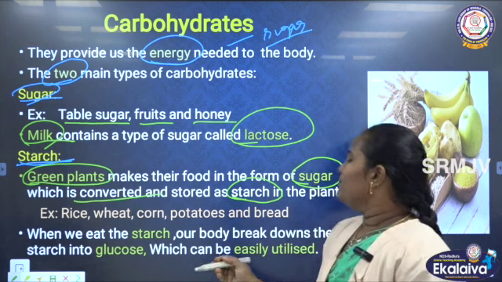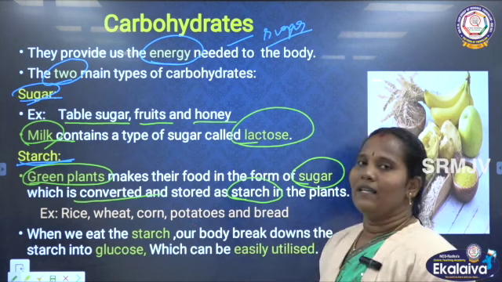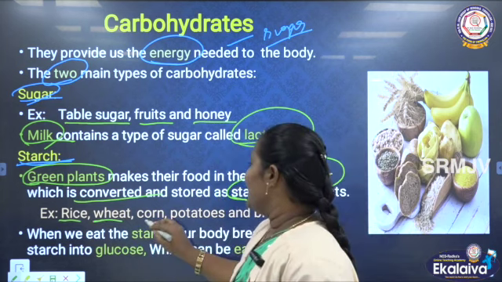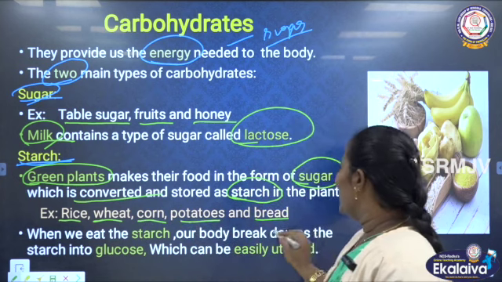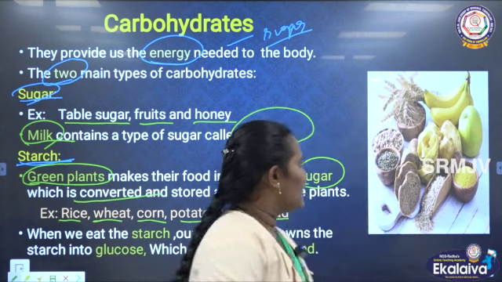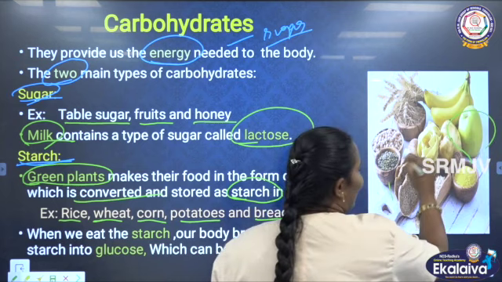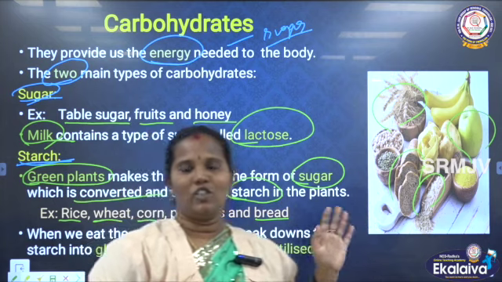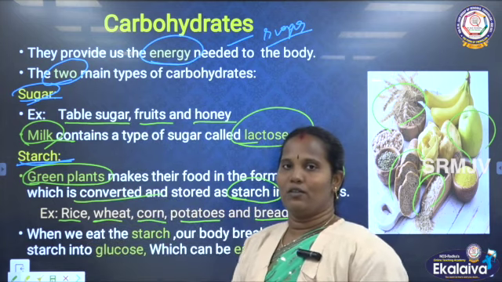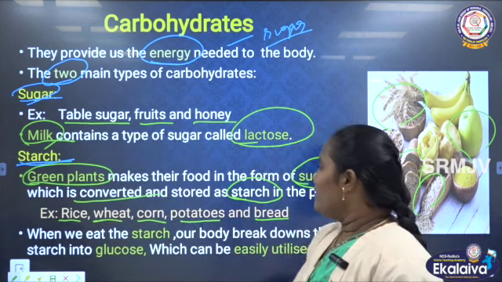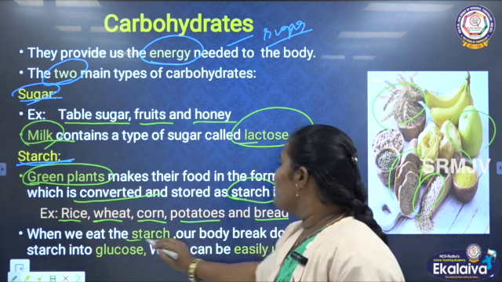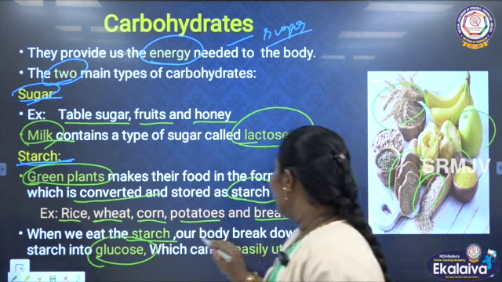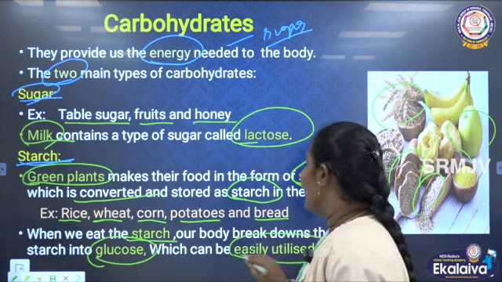Okay. So what are the sources of starch? We can say rice, wheat, corn, potatoes and bread. We can see here the picture of the potato, bread, rice, wheat, banana, like this. These materials have rich carbohydrate as starch. Then when we eat the starch, our body breaks down the starch into glucose, which can be easily utilized.